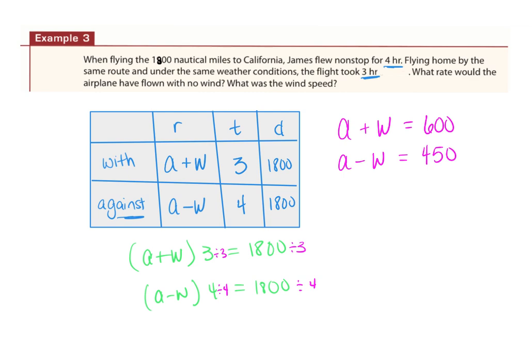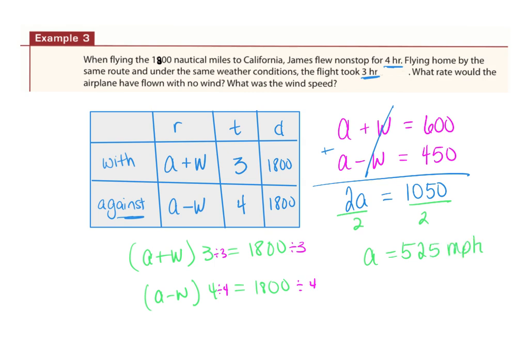And then once again, solving by elimination is all set up for me. My W's will cancel. A plus A is 2 times A. 600 and 450 is 1,050. And then I can divide to figure out how fast my airplane was going alone.